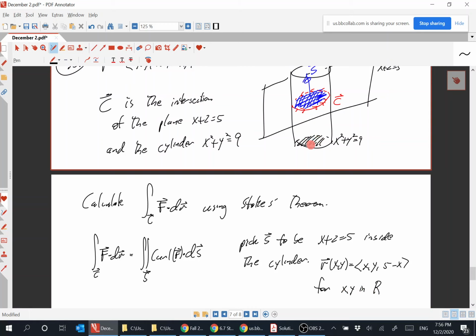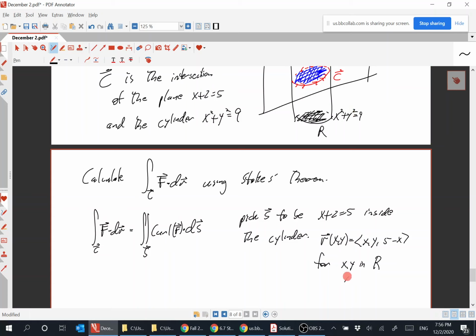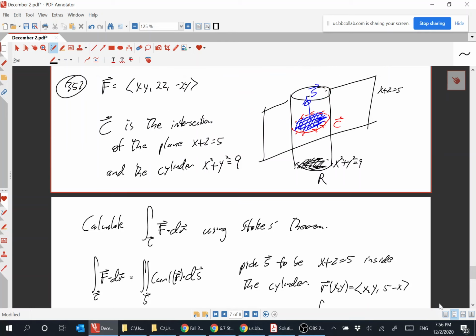Here's r down here in the xy plane. What is that? That's all x squared plus y squared less than or equal to 9, the disk of radius 9. So the surface is just the plane.